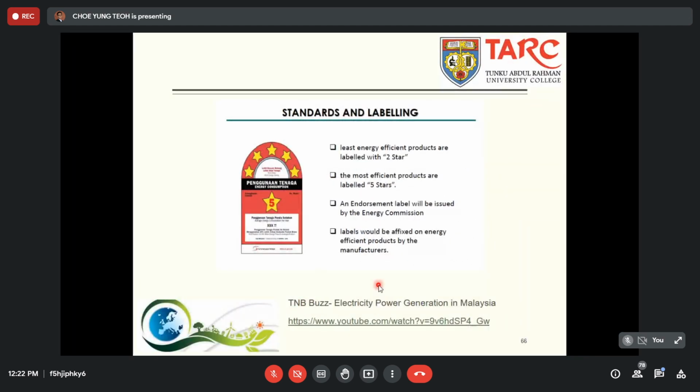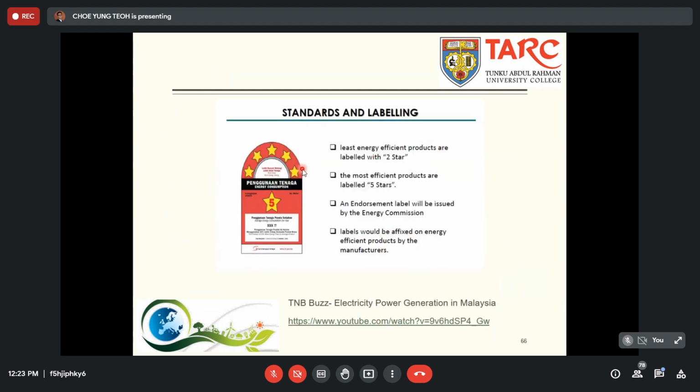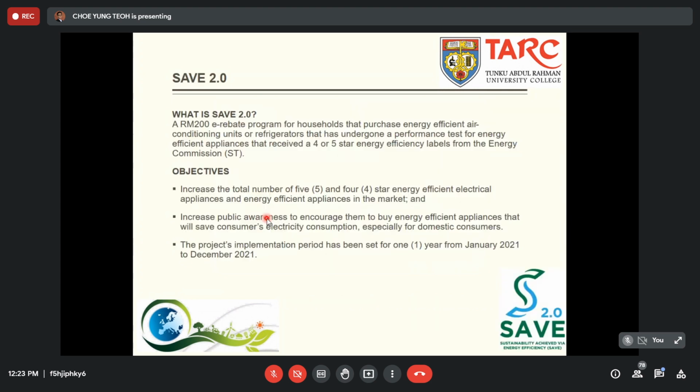We don't have it anymore. Now we have SAFE program 2. We just started. That may be applicable for you. Maybe you have looked at it. A 200 ringgit e-rebate voucher. Sorry, an e-rebate program for households that purchase an energy efficient air conditioning unit or refrigerator that has undergone a performance test for energy efficiency, for applicants that receive a 4 or 5 star energy efficiency rating. So if you buy a refrigerator or air conditioning with the sticker 4 or 5 star, you can claim a 200 ringgit cash rebate. The project implementation period has been set at 1 year, from January 2021 to December 2021. So you still have six months to go if you want to buy or install an air conditioning unit or refrigerator. But how to claim it, I also don't know.